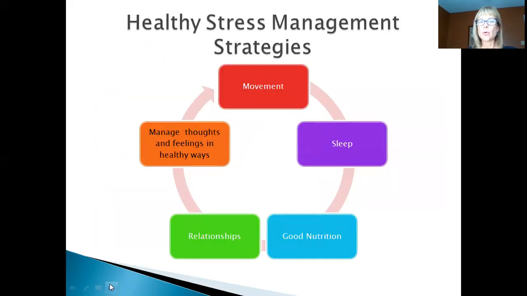So what can we do about that? So here are some different quadrants to think about, and we're going to go deeper into managing thoughts and feelings in a healthy way in the next slide. So I'm going to start by focusing on what experts say are impactful in reducing our stress, but also in helping us to become more resilient, whether that's me as an adult or my child. And so the first thing is movement.